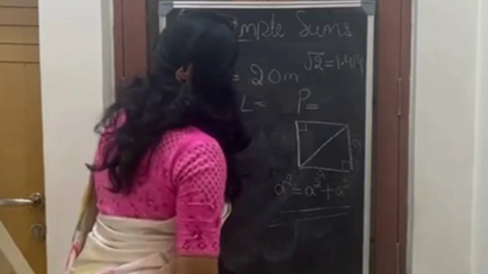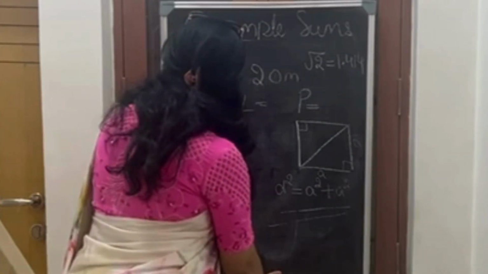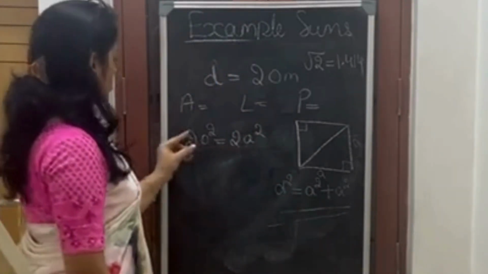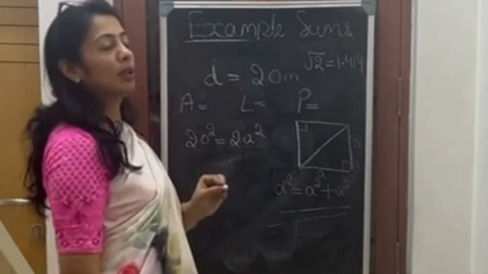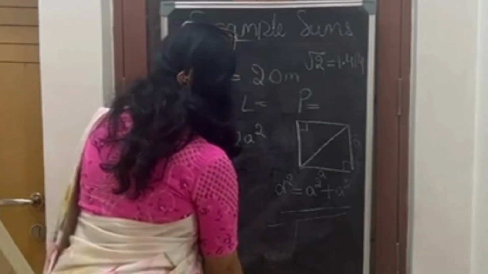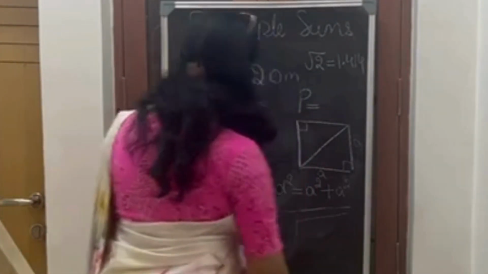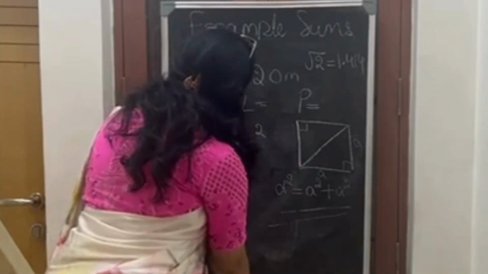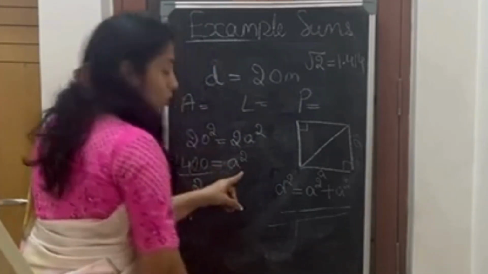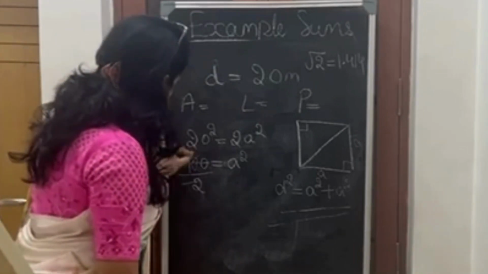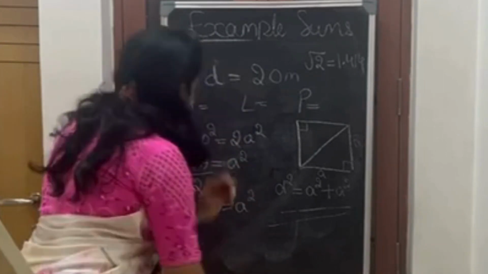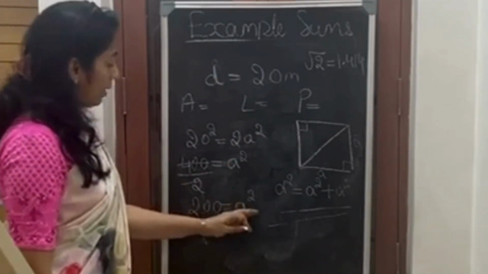Now when I use this formula, I write 20 square equals 2a square. What is 20 square? 20 square is 400. Now this 2 I am taking on this side. So it will be 400 divided by 2 equals a square. So when I do this, I will get 200. 200 equals a square. Okay. Fine. Now I have to still find out the side.